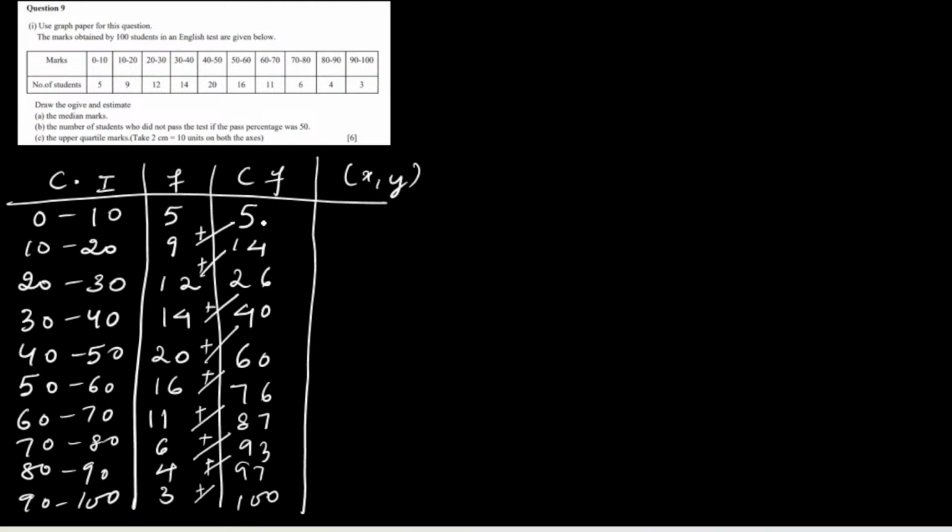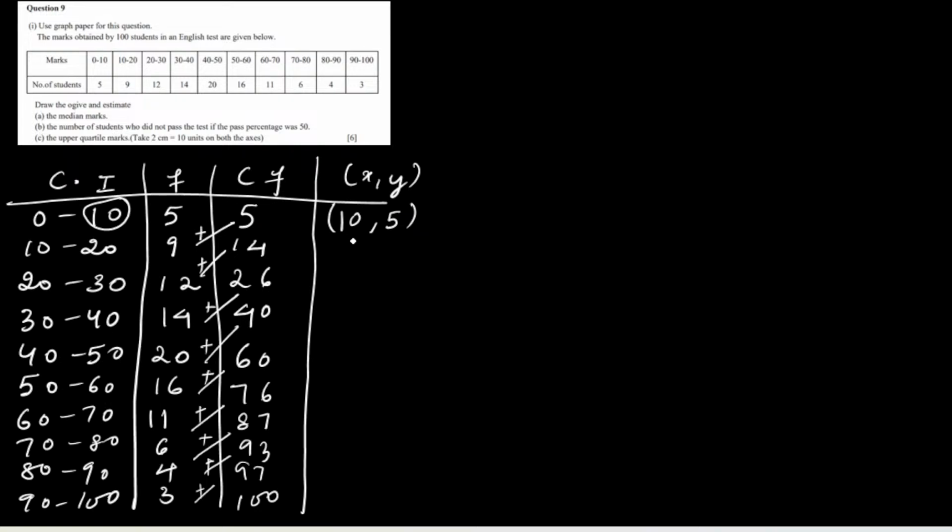Along the x-axis we will be plotting the upper limit of the class interval. All the upper limits we have to consider. So this is 10, and the cumulative frequency we have to take. So the first point which we have to plot is 10 comma 5.